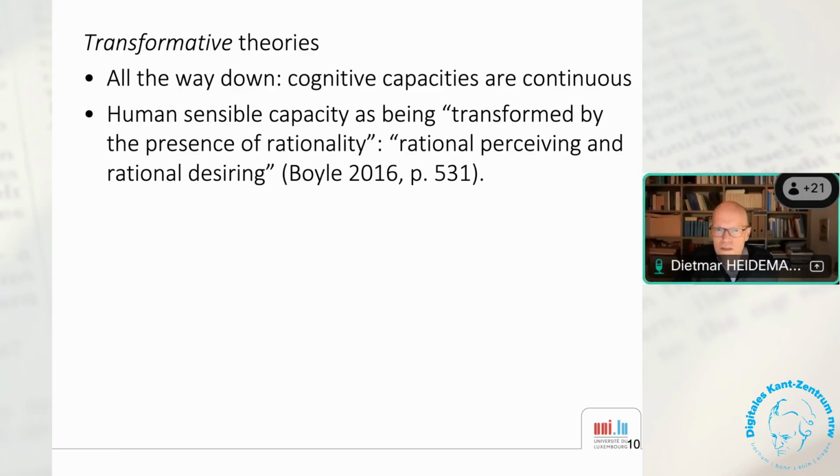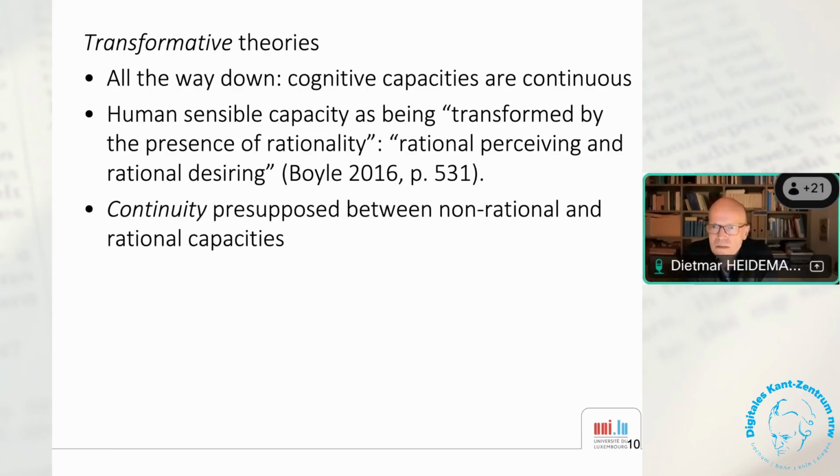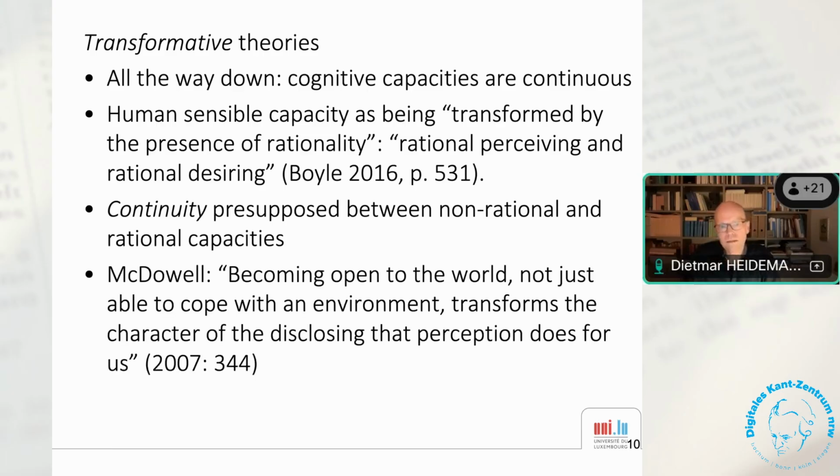What I think transformative theories must presuppose is that there's a continuity between non-rational and rational capacities. Why? Because, as McDowell said in this earlier quote, we cannot strip off faculties. So this is an illusion among some Kant scholars maybe who see it that way, but that's simply not possible. So here, again quoting McDowell, I think that's a description along the lines of Boyle that comes very close to that idea of transformation. Becoming open to the world, he says, not just able to cope with an environment, that's not the point here, transforms the character of the disclosing that perception does for us.